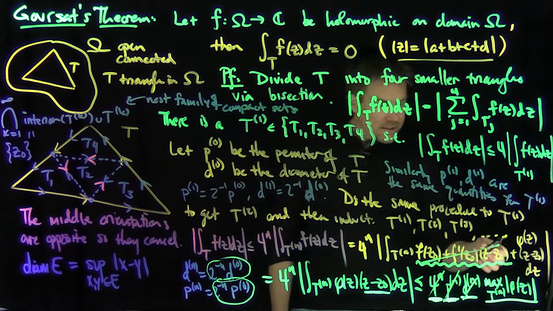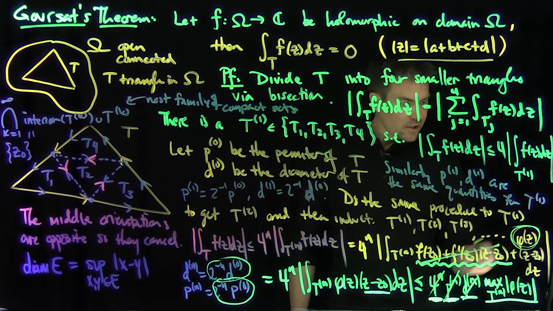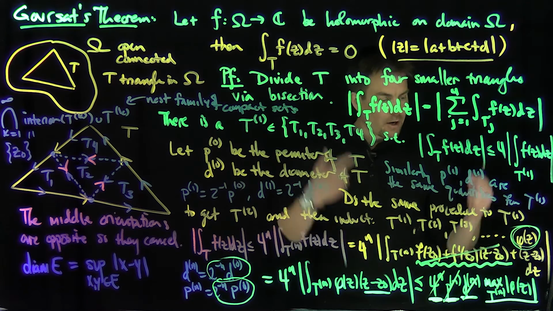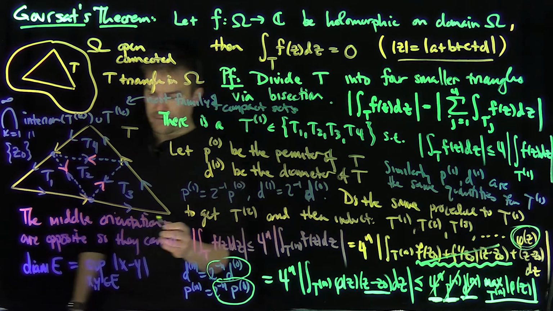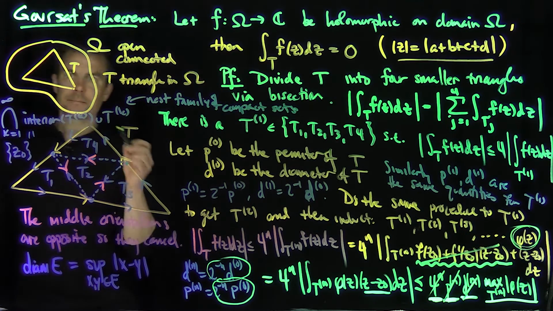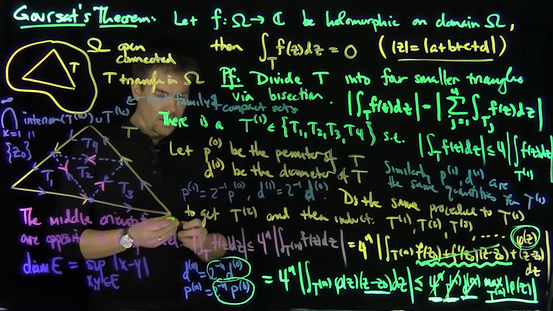Now, since f is differentiable at Z0, this function phi of z has to tend to 0 as z goes to Z0. So this function phi of z is tending to 0. So let's do it over here.